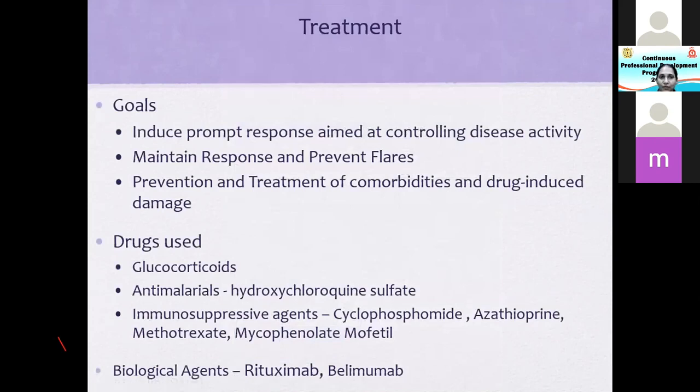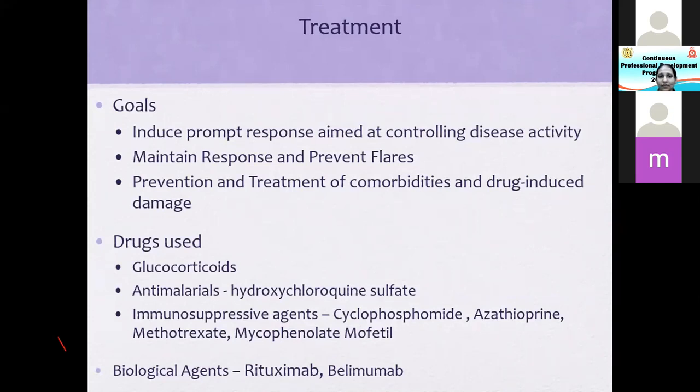So in the management of SLE, the goal is to induce prompt response to control the disease activity. And then once we have achieved control of the acute attack, then maintain the response and prevent flares. At the same time, we have to prevent and treat comorbidities and also drug induced damage.